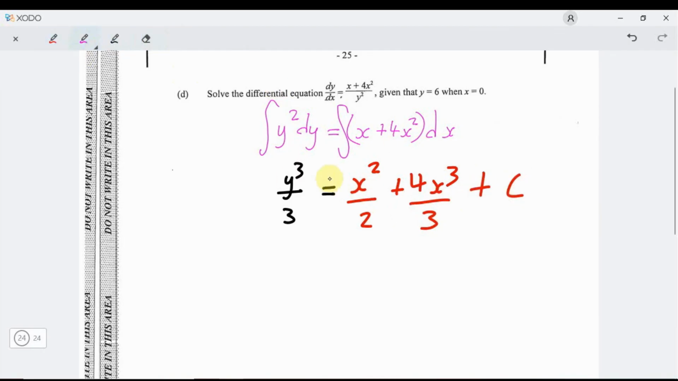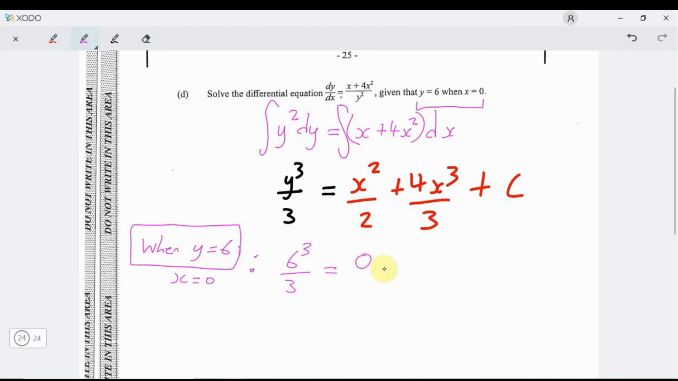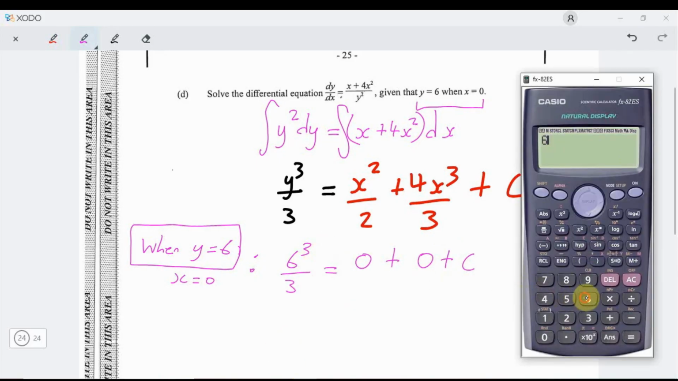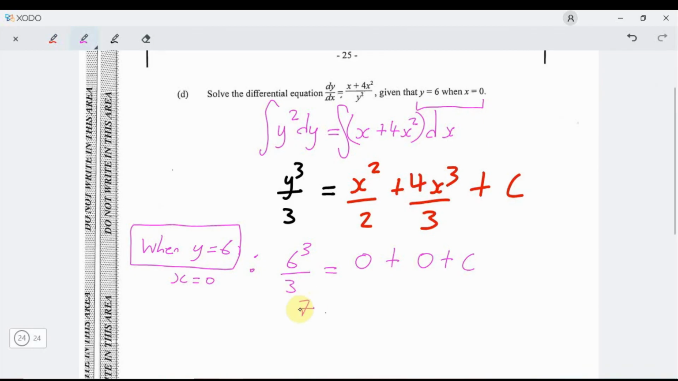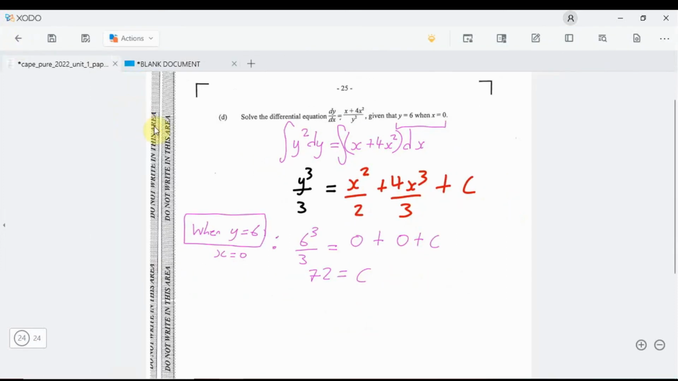Now you need to find c, but they gave you when y is 6, x is 0. So when y equals 6, x is 0. That means 6 cubed over 3 is equal to 0 plus 0 plus c. And 6 cubed is 216. See there for those who didn't believe? And then you divide it by 3, that is 72. So the constant is 72. In that case, now we can write down the solution. So y cubed over 3 is equal to x squared over 2 plus 4x cubed over 3 plus 72. And that's the answer.